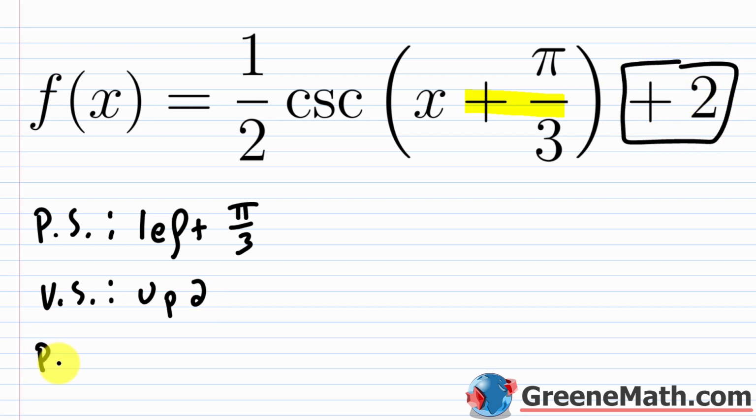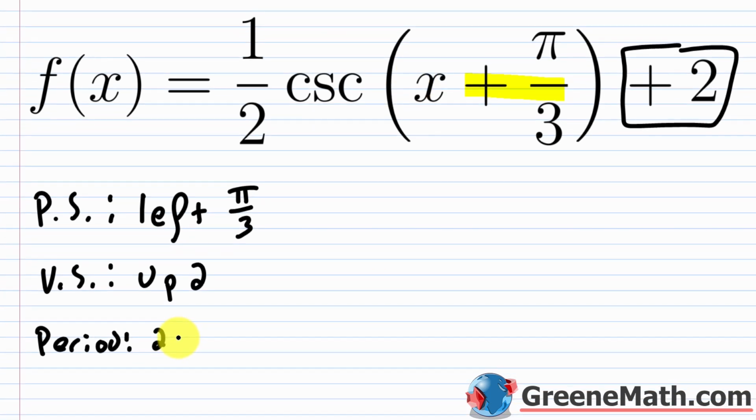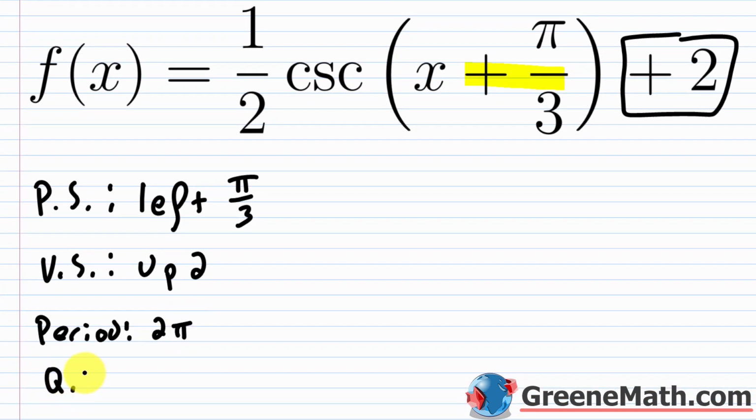So for the period, it's just the standard 2 pi. So you take 2 pi and you divide by the coefficient of x, and so in this case that's 1, so it's just 2 pi. And then the quarter period, if you're using that method, well, it's just going to be 2 pi over 4, which would be pi over 2.